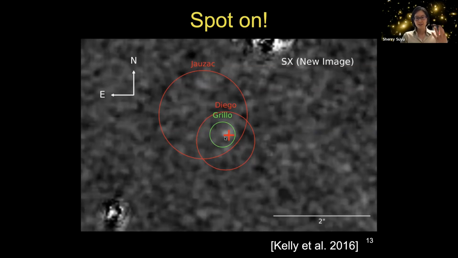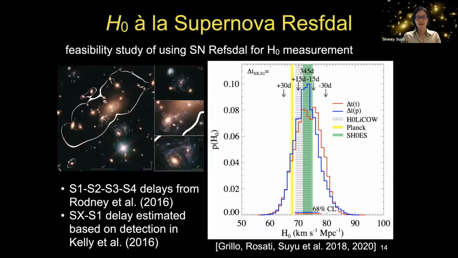Now that image SX has reappeared, the Supernova team has been busy monitoring the system, and I heard Pat Kelly and collaborators actually have a forthcoming publication on the measurement of the time delays. So in the meantime, before the publication is out, Claudio Grillo, Piero Rosati, other collaborators, and myself, we performed a feasibility study to see how well we can use supernova Refsdal for H0 measurement.